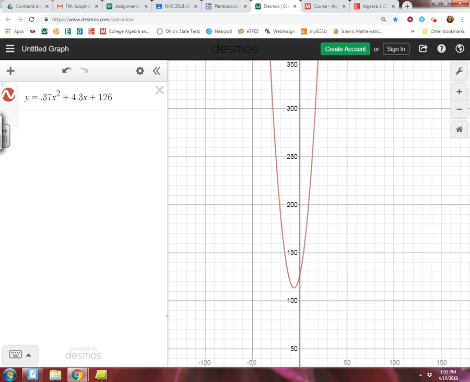How's your parabola look? It has a min or a max? It has a minimum. Now, this is not a question that I asked you on this problem, but what's the vertex? This crazy number right here, right?